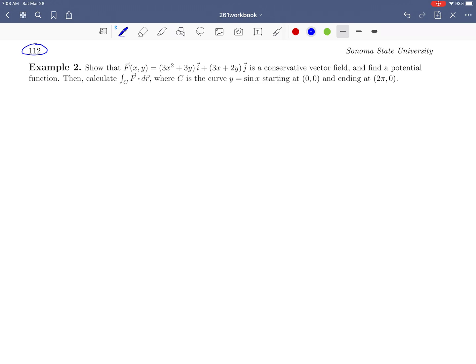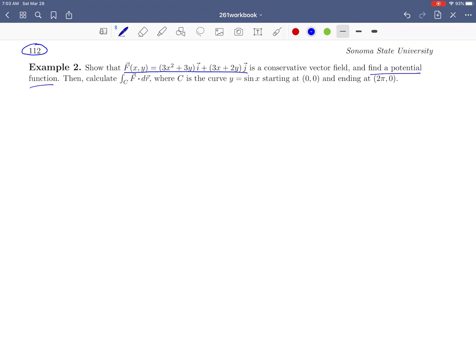Welcome back, everybody. We are looking at page 112 in the workbook, example 2, and this is asking us to calculate a line integral using the fundamental theorem of line integrals, but we're going to try to do this in a little bit more of a systematic way in this example. Okay, so let's read this together.